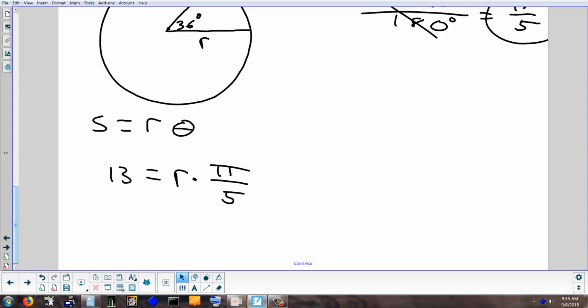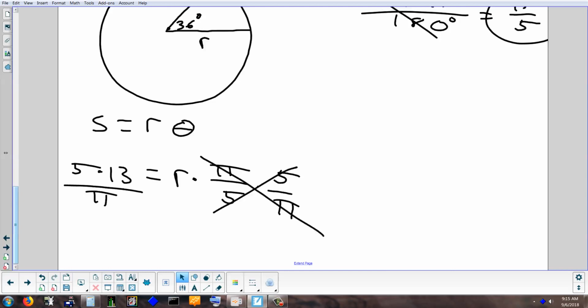And what's that called? The reciprocal. So we're going to times by 5 over pi on both sides. 5's cancel, pi's cancel. And now you're just left with r on the right. And 5 times 13 is going to give me 65. So it's 65 over pi.